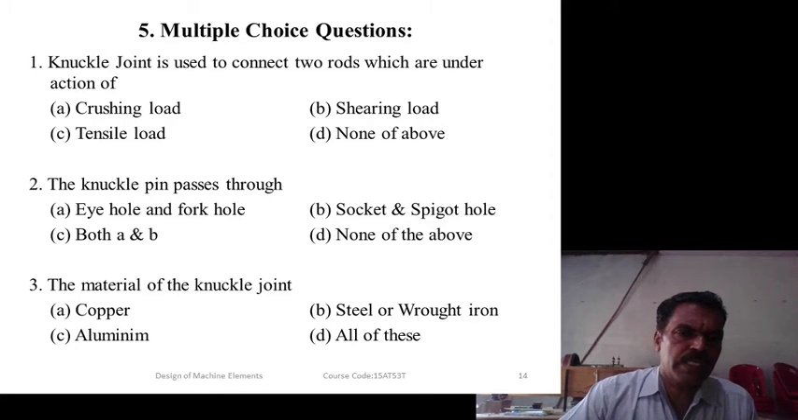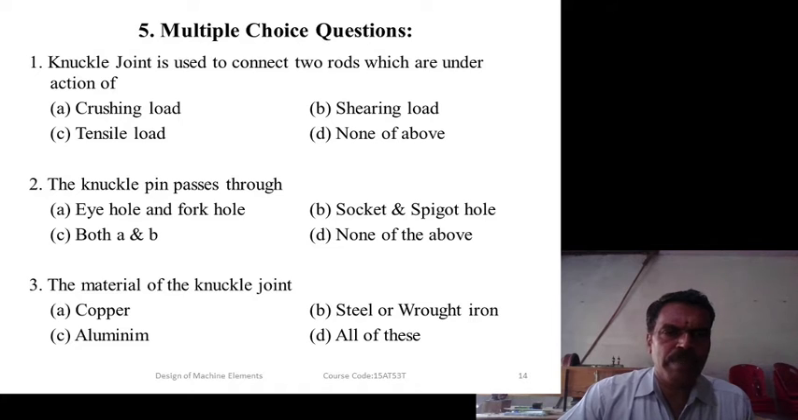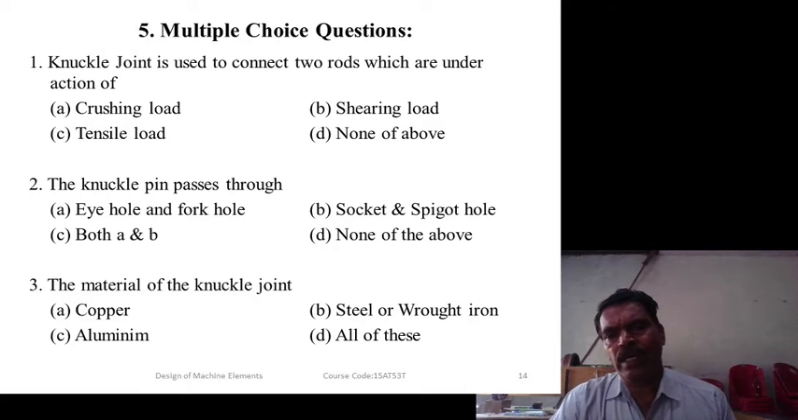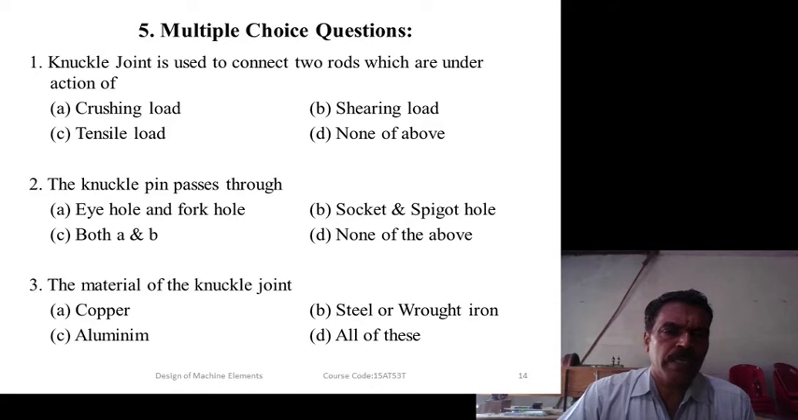Okay, so the second question is, the knuckle pin passes through. Here you have already learnt about the knuckle joint. Okay, so where is the knuckle pin going to be inserted? You have already understood all this. Here are the options: eye hole and fork hole, both A and B, socket and spigot hole, none of the above.